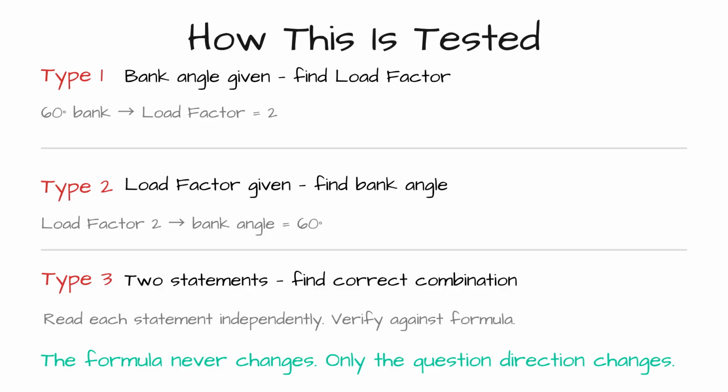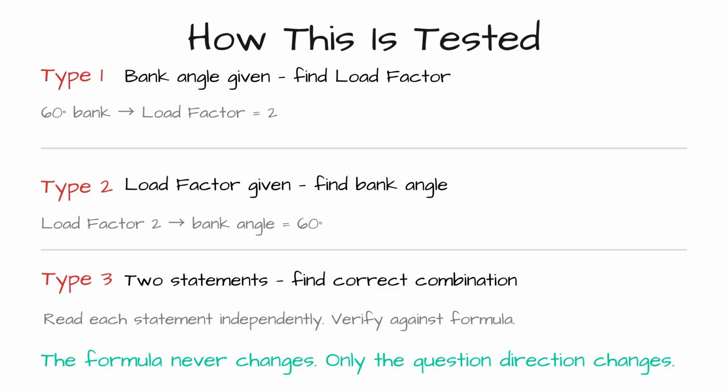Three ways this is tested. Type 1. Bank angle given. Find load factor. Apply 1 divided by cos theta. 60 degrees is always 2. Type 2. Load factor given. Find bank angle. Reverse the formula. Load factor 2 means cos theta is 0.5, which means 60 degrees.